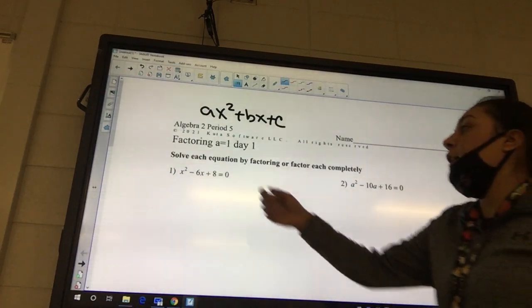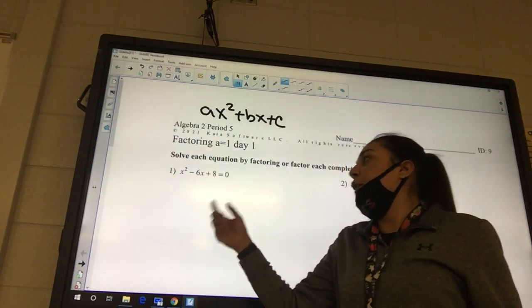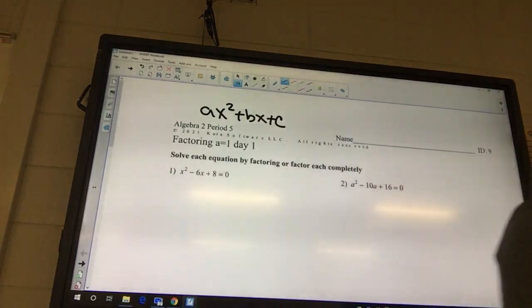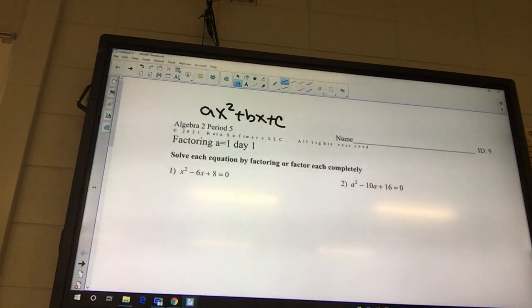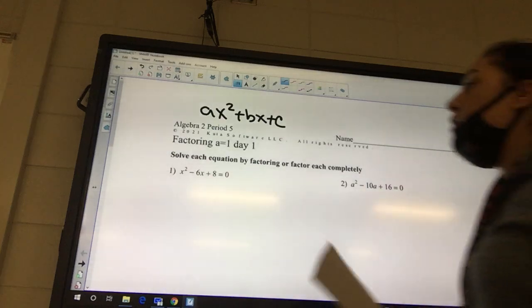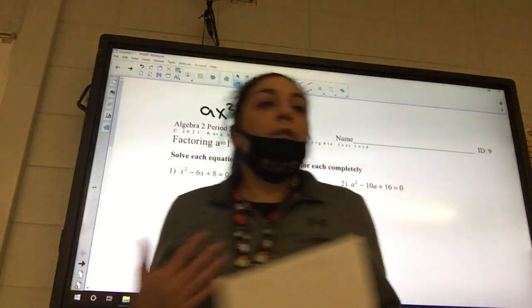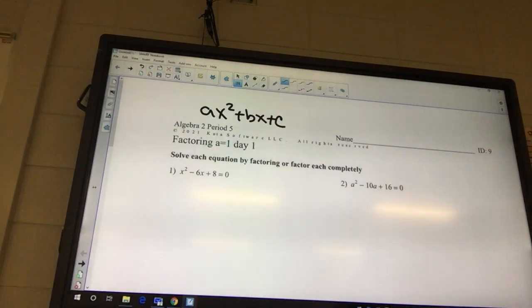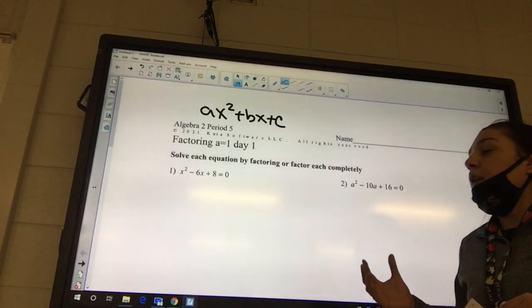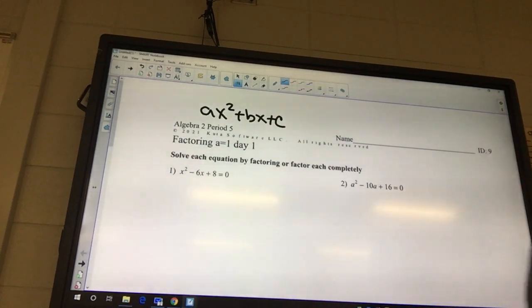So if we look at number 1, and I'm not even writing it down because it's kind of irrelevant today, but what is a? 1. What is b? -6. What is c? 8. Okay, so we've already been working with these type of equations. We just have not factored them. This particular type of factoring is when a equals 1. And there's different rules for factoring when a does not equal 1.